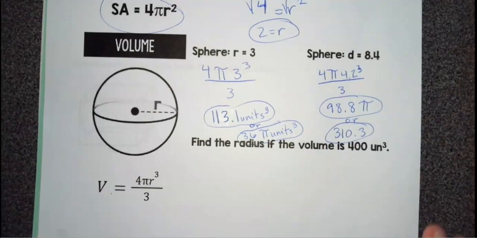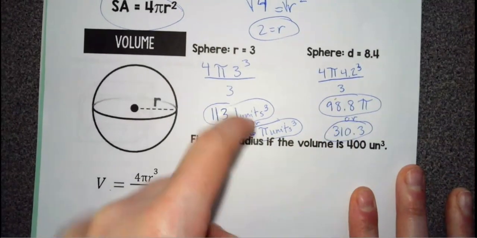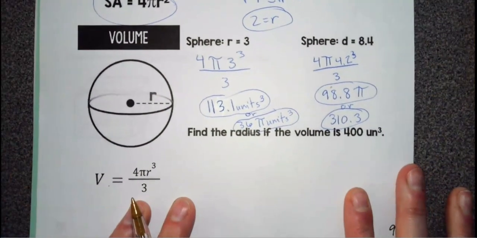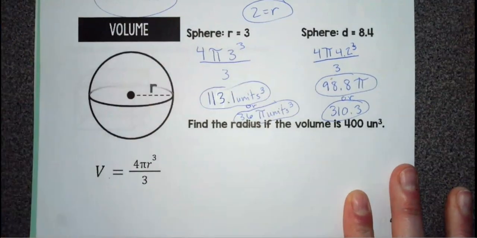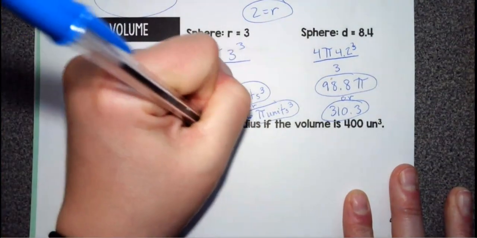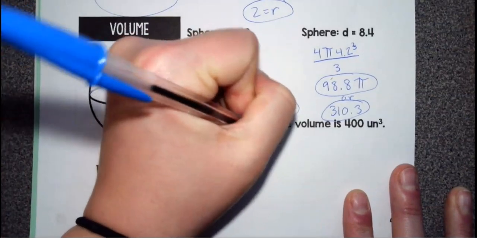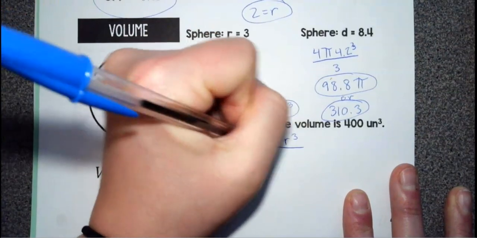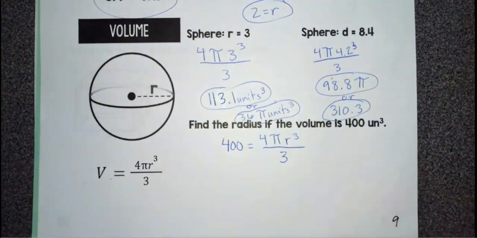Yeah, this is in terms of pi. I kind of switched them from here, but same idea. All right, find the radius if the volume is 400. Okay, same idea as before. This is 400. This is 4 times pi times the radius cubed divided by 3. All right, we briefly talked about this yesterday. We're going to do the same thing today.